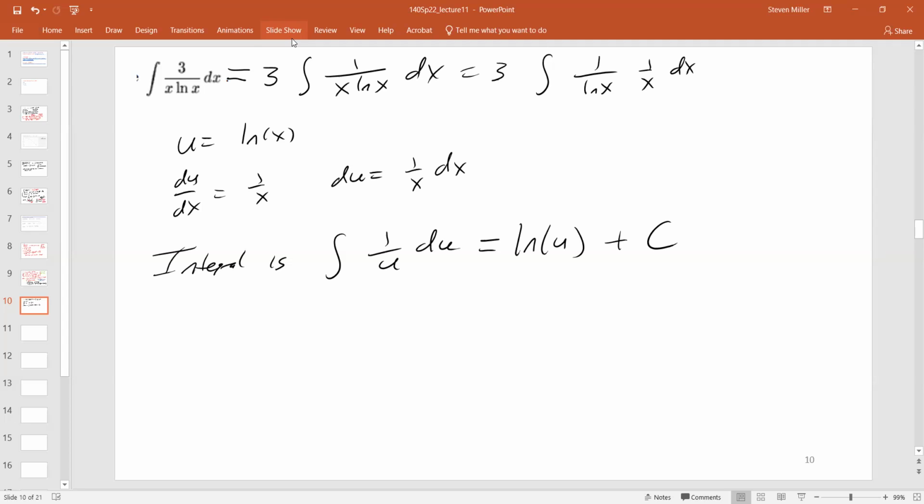But what is u equal? Right, so this is really the natural log of the natural log of x. Let's see. And that would be the answer.